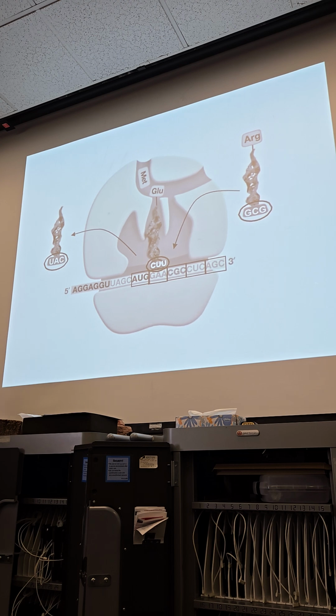Anti-parallel. Right? So if this is 5 right here, that's 3. This must be 3. This must be 5. Because I need to be able to bind to them. They have to be anti-parallel to each other. N termini, C, 3, 5.